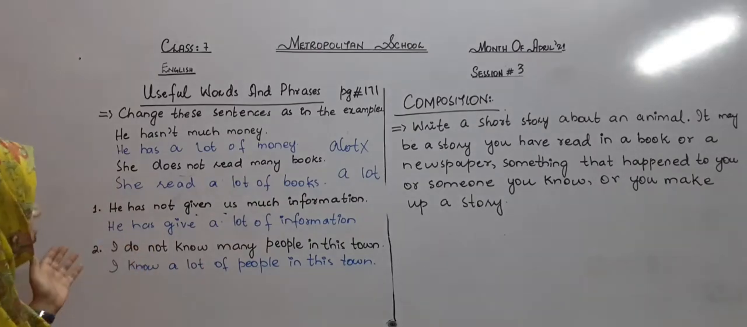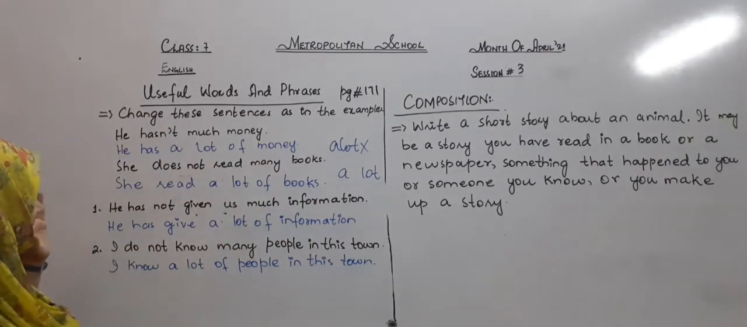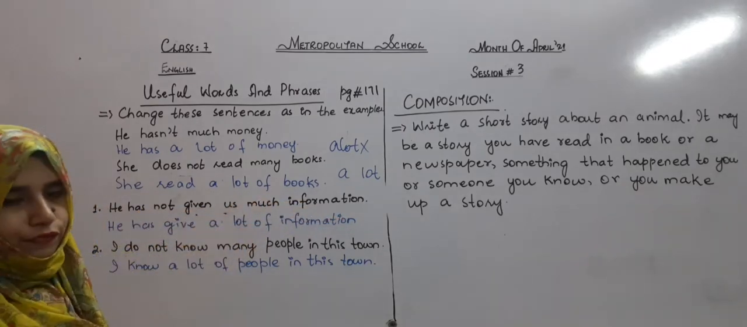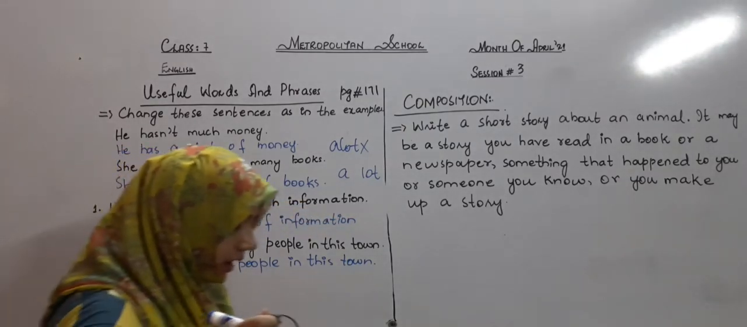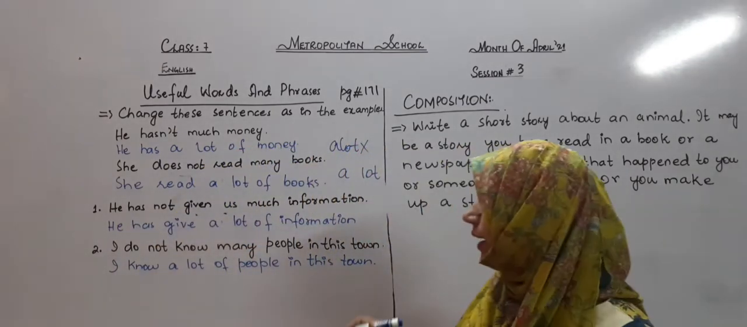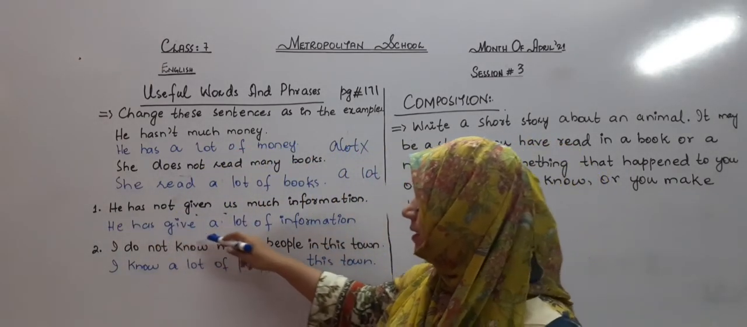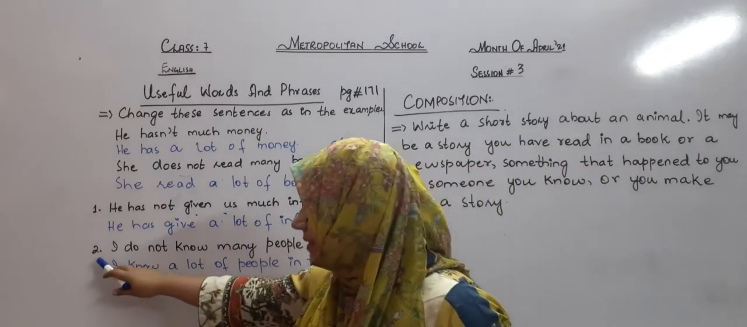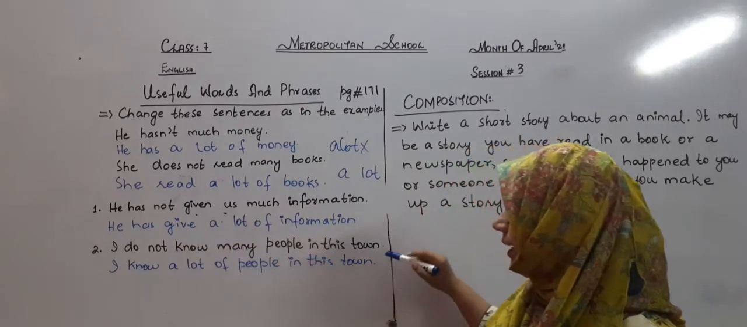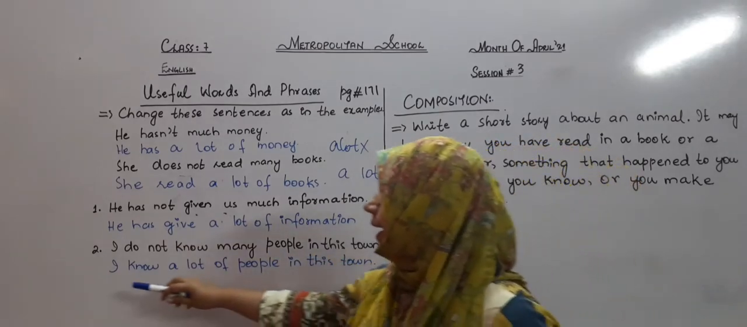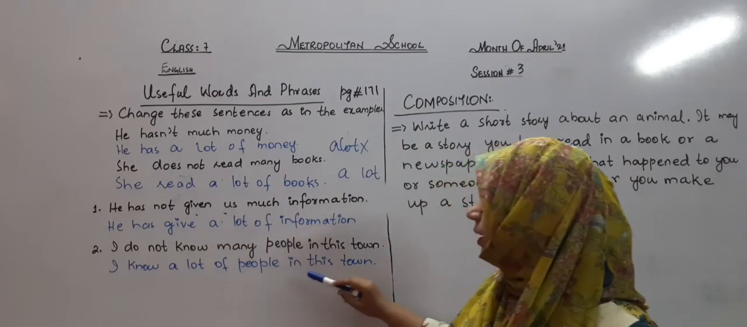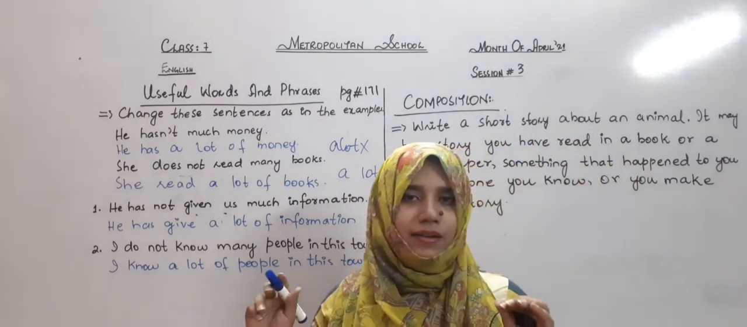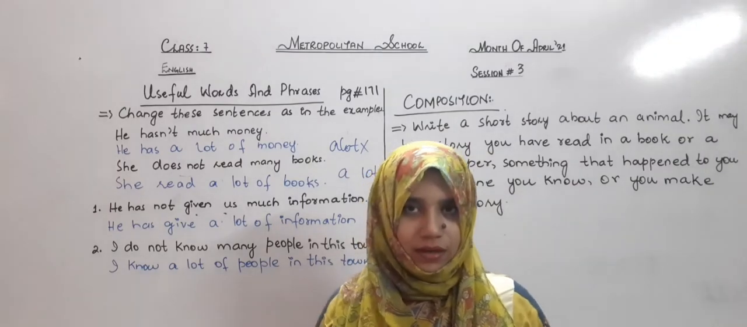Now in your exercise, there is a sentence: he has not given us much information. While using a lot, how can you change the sentence? You can change it like this: he has given a lot of information, right? The second sentence is: I do not know many people in this town. So: I know a lot of people in this town, right? I hope that you understand this exercise carefully, right?